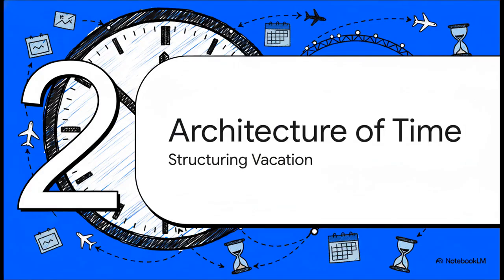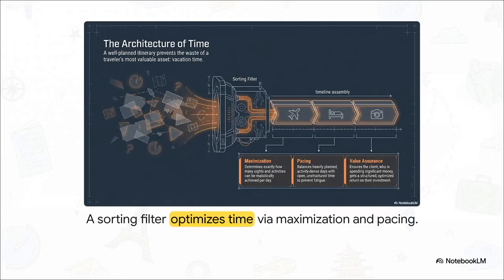Section 2. The architecture of time. Now that we've got our bridge, let's talk about the primary building material we use in travel design, and that is time. Unlike physical products that you measure in weight or size, travel is measured entirely in duration.